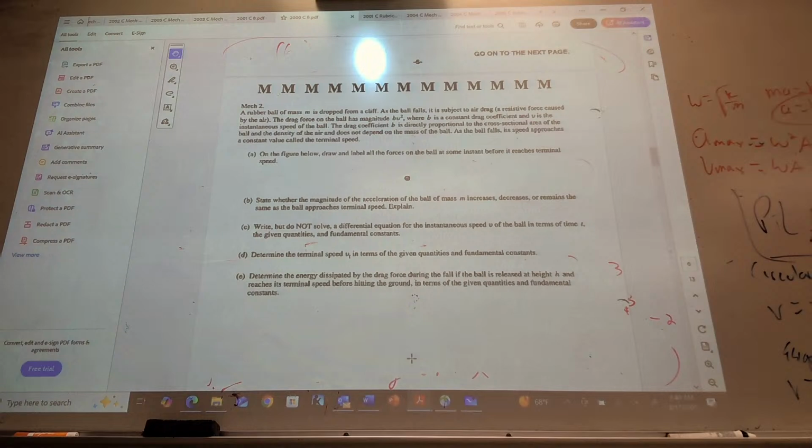Draw and label all the forces. Don't make that harder than it is. That's not hard.